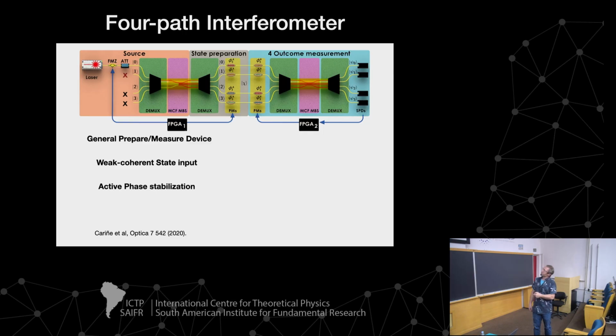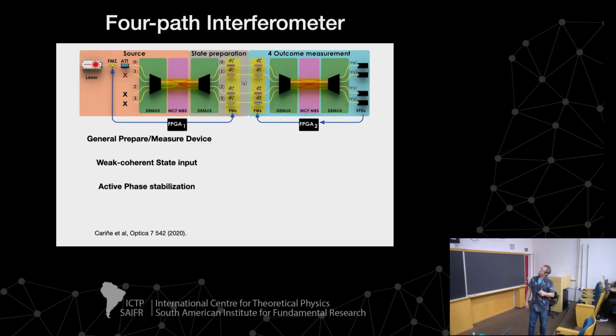We do active phase stabilization, because even though the multi-core fiber is fairly stable, it would still require some active phase stabilization. But as I mentioned last lecture, there's no way to modulate the phase between the different cores rapidly inside the multi-core fiber. So in order to quickly change preparation and measurement bases, we use telecom phase modulators, which are compatible only with single mode fibers, not yet with multi-core fibers.